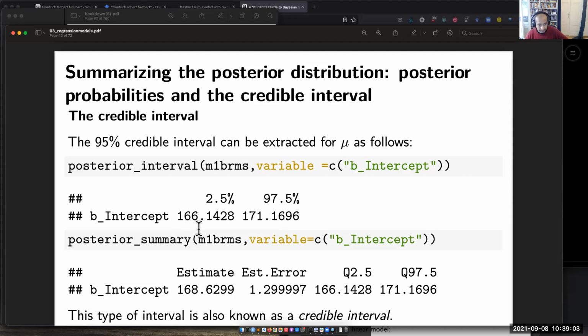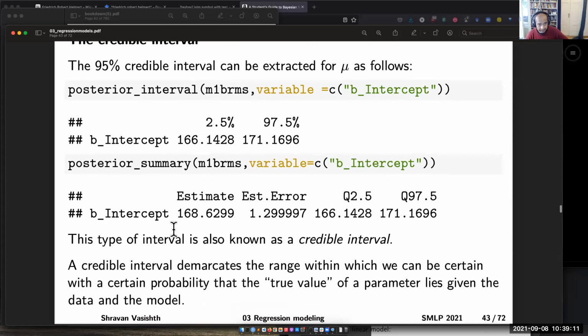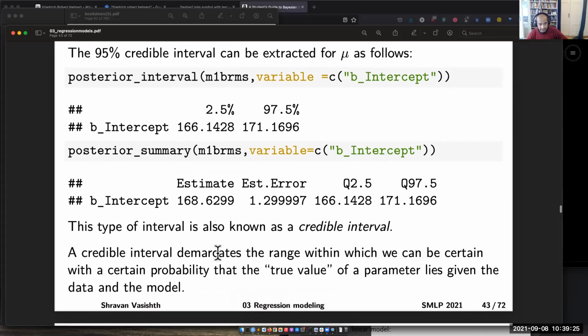5% of the area is to the left of it and 5% to the right of this number, right? That gives you the range here. And another way to summarize the data is with the mean, which is very close to the maximum likelihood estimate. And you can ignore the standard error. Just forget this. Just look at the 95% credible interval, right? So this is how we will summarize the data.